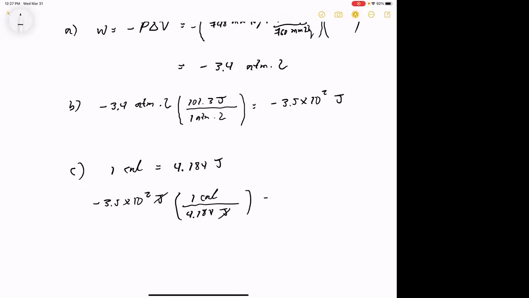Okay, joules will cancel and I'll end up with minus 83 calories. So those are all the normal units of energy that we could usually run into. Normally we'll have atmosphere liters. If we're talking about a work term, we can convert to joules, and joules and calories can be converted between as well. So we've introduced all those different energy conversions that we might need at this point. All right, everybody good?